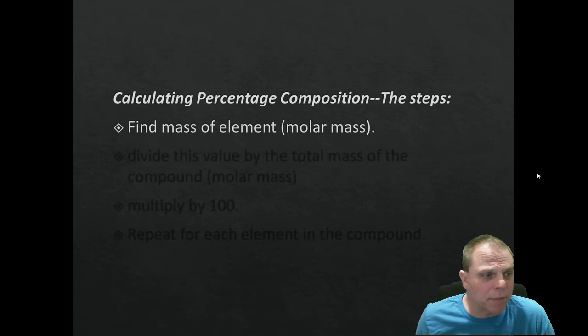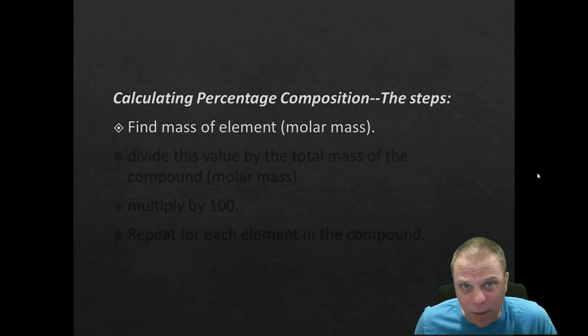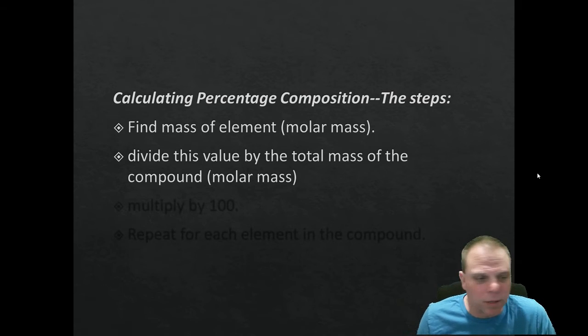All right, so there are 3 steps basically to calculating the percent composition. First is to find the mass of the element. It's molar mass, right? We're going to pull that from the periodic table. That's the way we're going to be doing these.